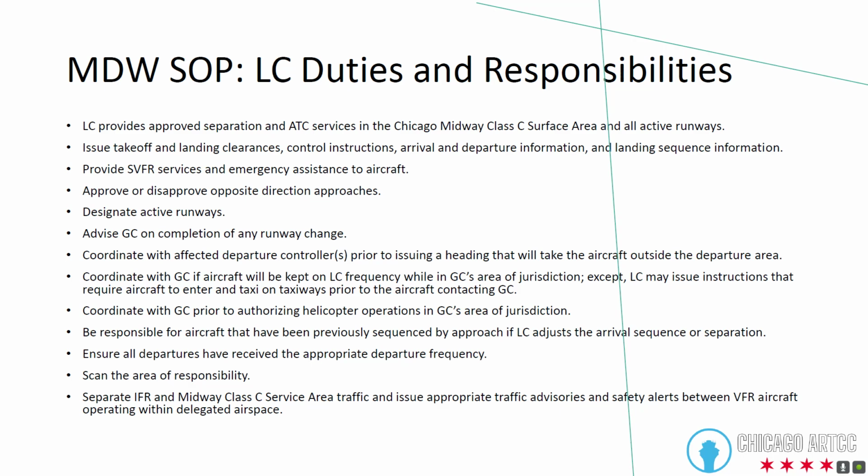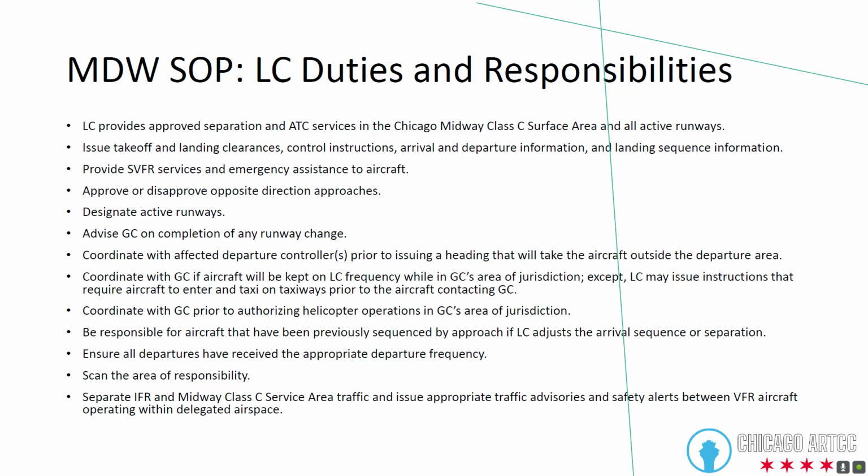Coordinate with ground control if aircraft be kept on local's frequency while in ground's area of jurisdiction, except the local may issue instructions that require aircraft to enter and taxi on taxiways prior to the aircraft contacting ground control. And of course, that's most likely to be when an aircraft exits the runway.